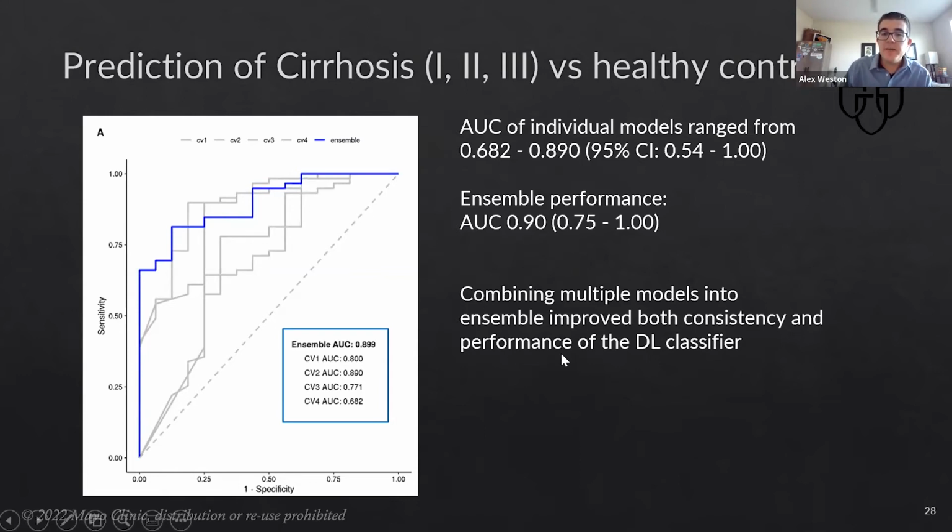What we see is that combining these models into an ensemble slightly improved the performance, but greatly improved the consistency of the deep learning classifier. And I'll show a few examples of that on a later slide.